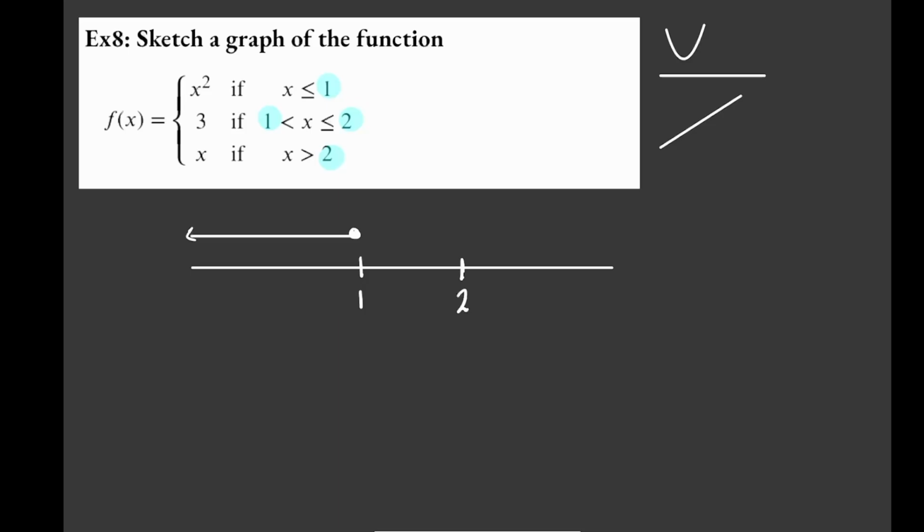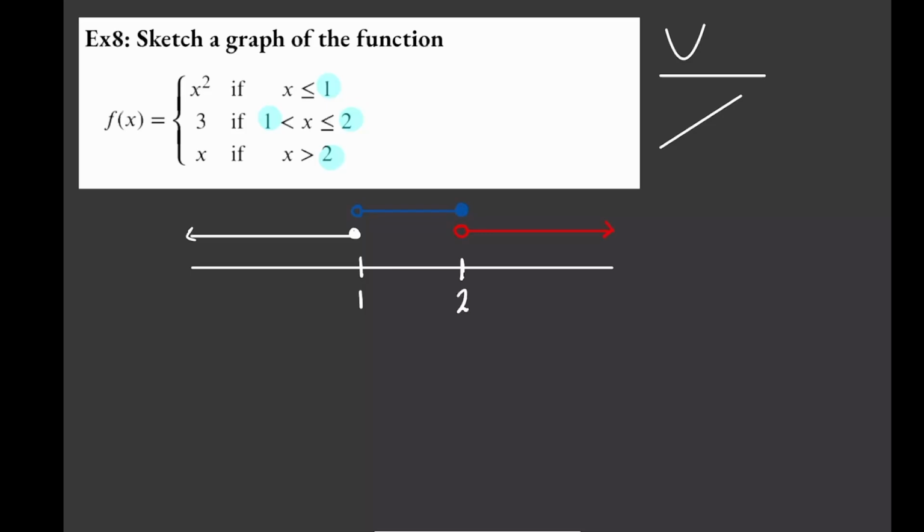I know that for my second function, f of x is equal to 3, it starts at 1. However, it's an open circle because my 1 is not included in this function. And it's all the values between 1 and 2. And my 2 value here is a closed circle because it is included, since it's less than or equal to 2. Now for my third function, it's when x values are greater than 2. So my third function is going to have an open circle at 2, and it's going to cover the values to the right.